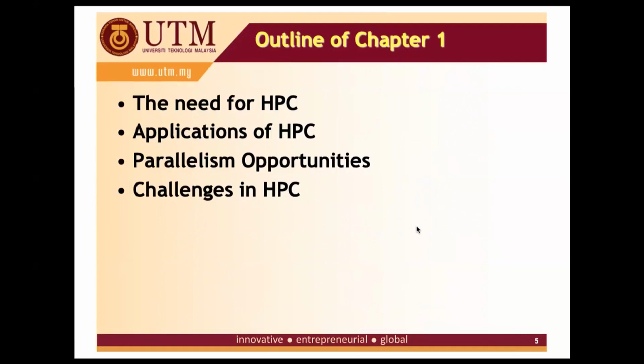So basically, this is the first meeting and this is like an introduction. So we need to know the requirement. Why do we need HPC? Similar to our assignment also, we need to impress the people. Why do we learn this kind of technology, using parallel computing and so on. And second one, applications of HPC and parallelism, opportunities and also challenges in HPC.